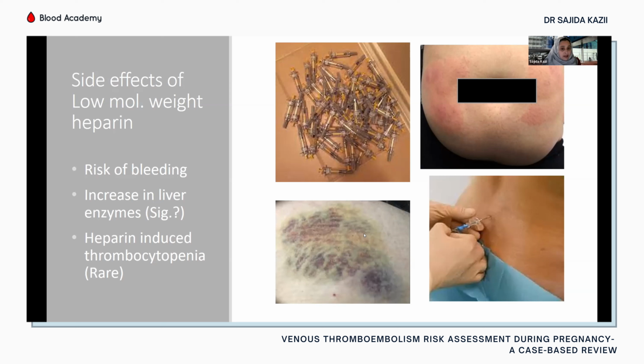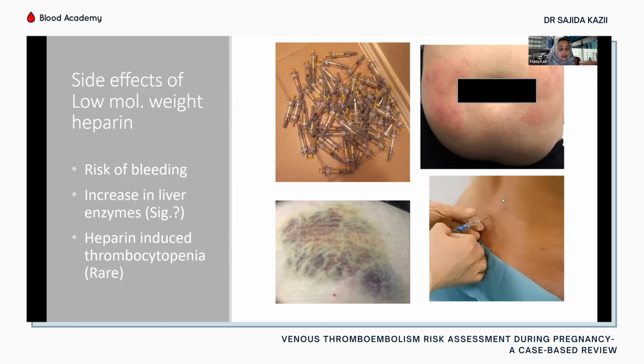Bruising may sound trivial to us, but certainly for women who are administering these injections, bruising every day is a big nuisance for them. And then there is the risk of skin reactions, delayed hypersensitivity reactions, which are type 4 hypersensitivity reactions. This may happen when women use one type of low molecular weight heparin, and you can change the brand. There is sometimes cross-reactivity, and again, it's a nuisance.